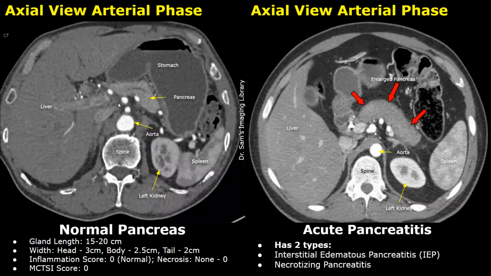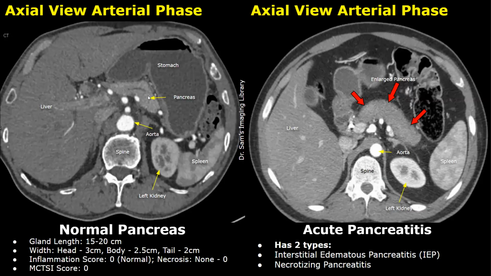Now we will compare the CT appearance of a normal pancreas with that of acute pancreatitis. The MCTSI score will also be calculated for all cases shown here. A normal appearing pancreas will receive a score of 0 for both inflammation and necrosis. The pancreas is not enlarged and there is no necrosis. Additionally, there are no extrapancreatic complications, so that is another 0 points. Therefore, the MCTSI score will be 0.